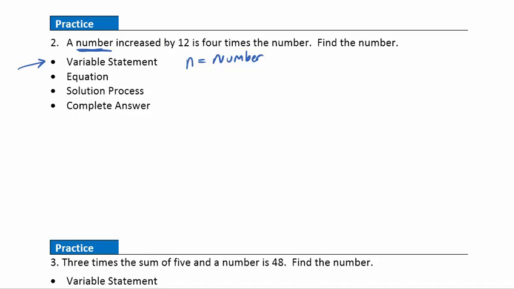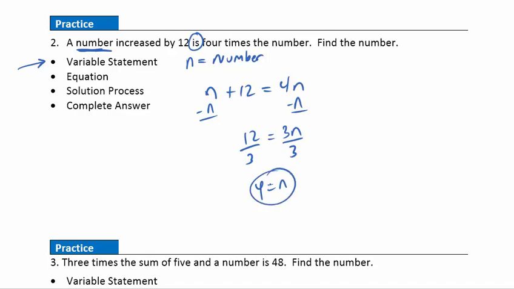So a number increased by 12, all right? So our number increased by 12 is 4 times the number. So your equation should look like that. Once we get here now, we want to solve it. So we'll get variable terms to one side. Then divide by 3. So you should come up with n is equal to 4.